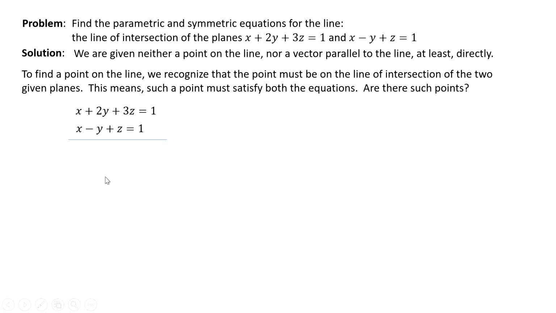x plus 2y plus 3z, and I'm taking both the equations, and one thing I could do is try to eliminate one of the variables. That means I'm going to subtract the bottom equation from the top equation. When I do that, x minus x gives 0, and 2y minus negative y gives me 3y. 3z minus z gives me 2z. 1 minus 1 is 0. So we get 3y plus 2z equals 0.